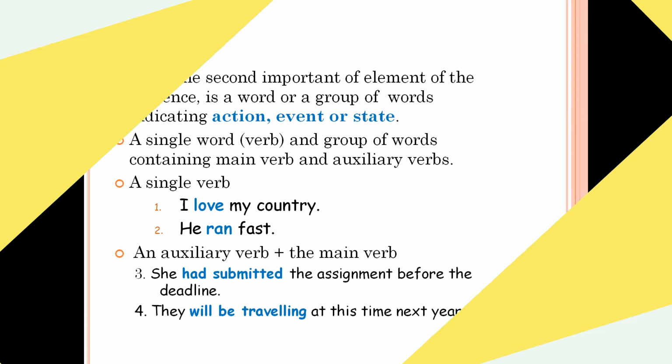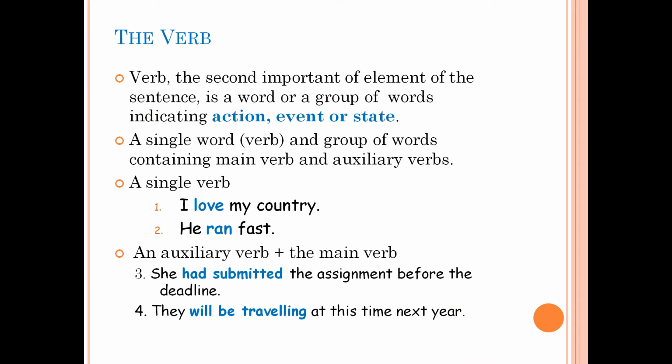The next, second important element of a sentence is the verb. The verb is a word or a group of words that indicates an action, event, or a state. The verb can be just a single word or group of words containing main verb and auxiliary verbs. That's also known as helping verbs. Now please read these sentences and find out verbs in these sentences.